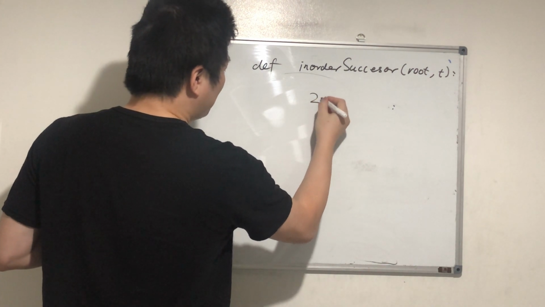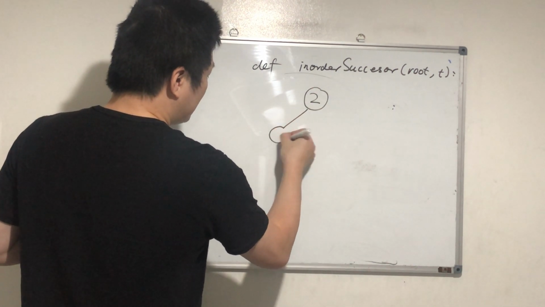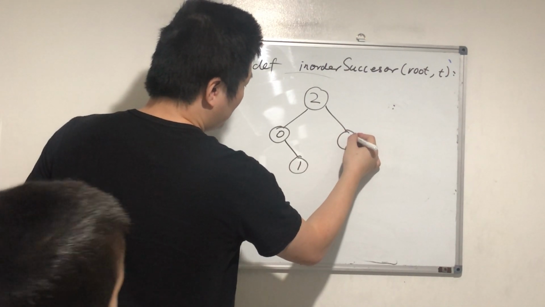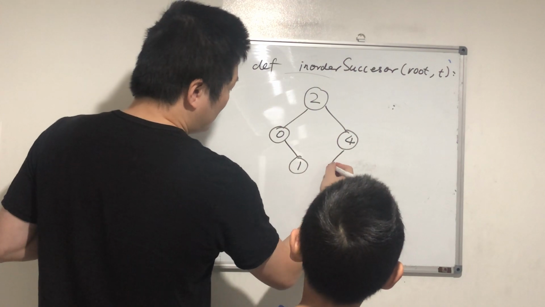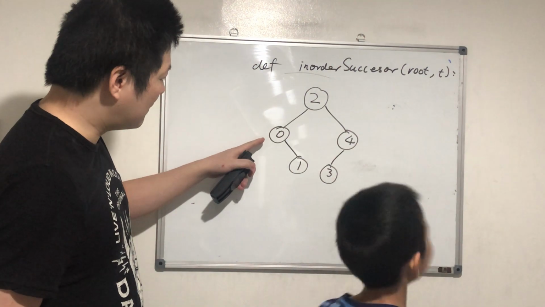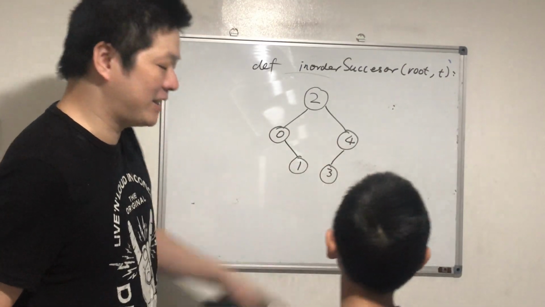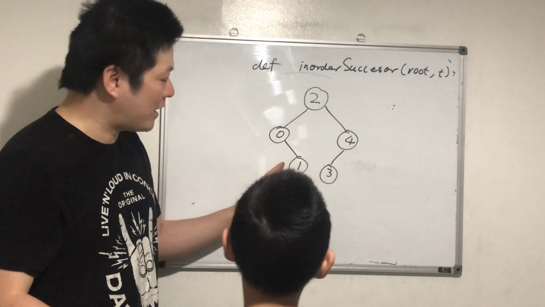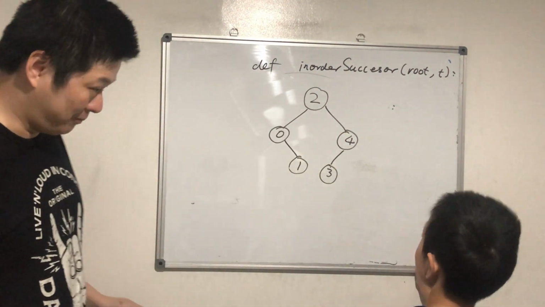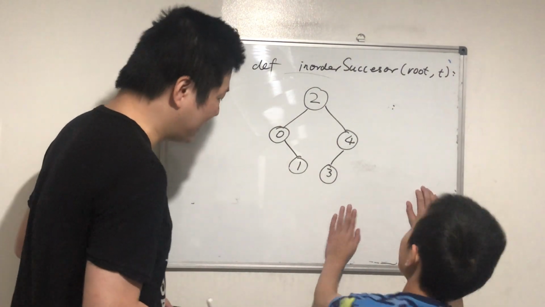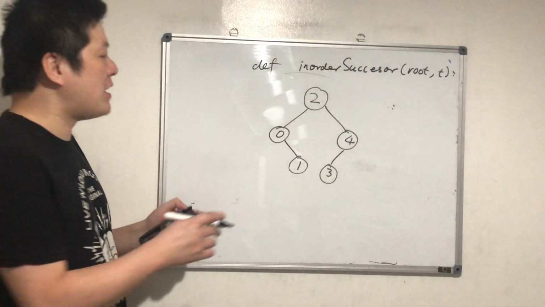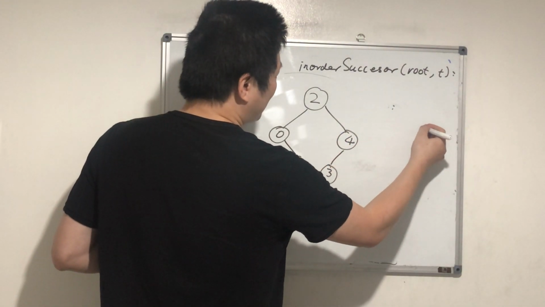Okay, so another algorithm. Let's do this: 2, 0, 1, 4, 3. This is the binary search tree, right? You can do 3 and 4, it's the same. The in-order will be 0, 1, 2, 3, 4, a sorted list. So look, if I want to look for number 2.